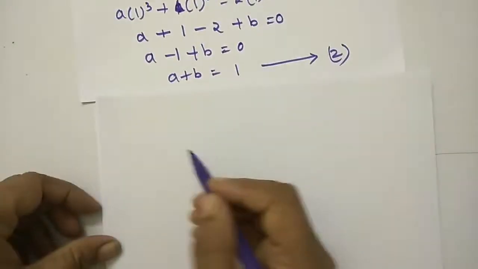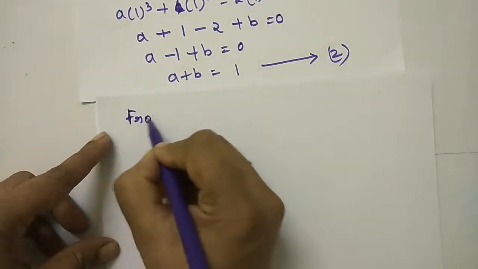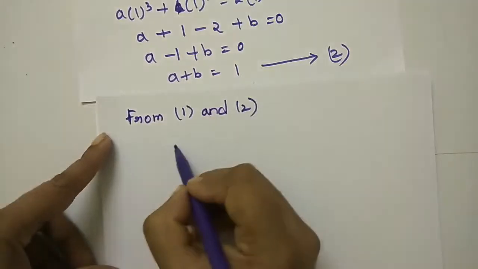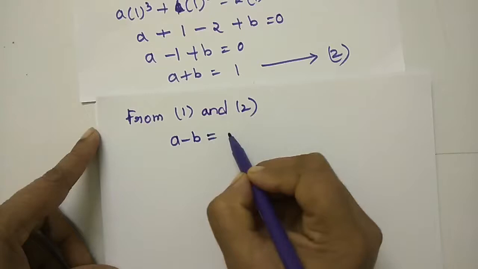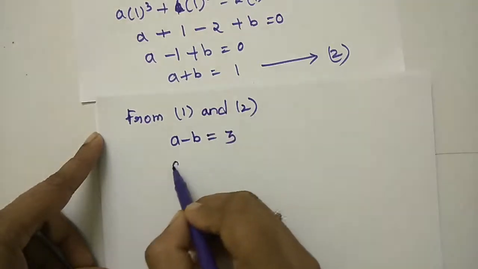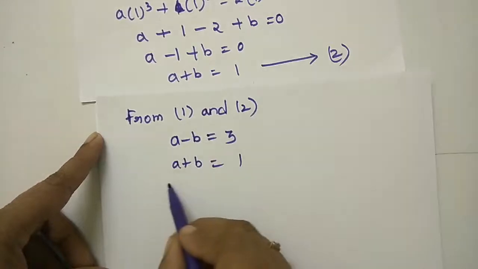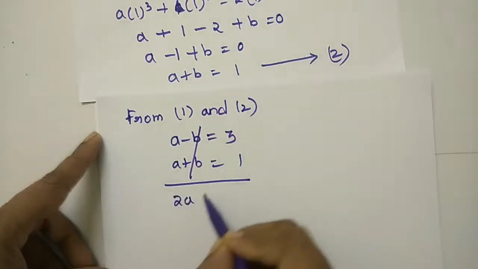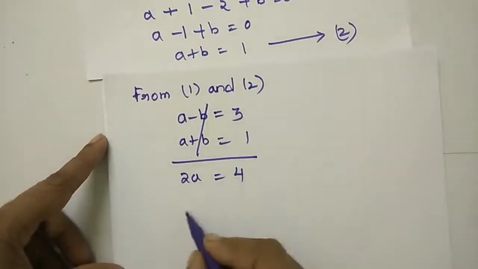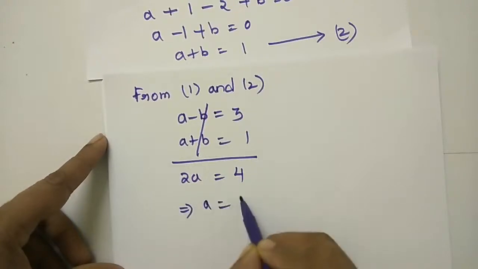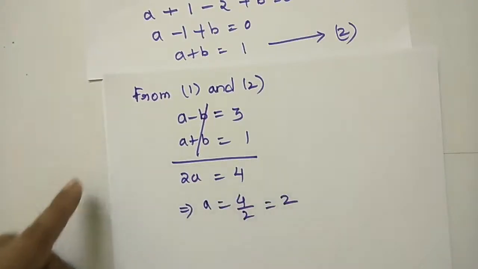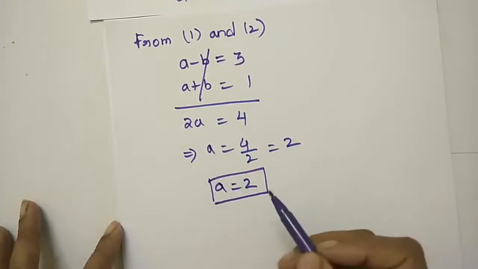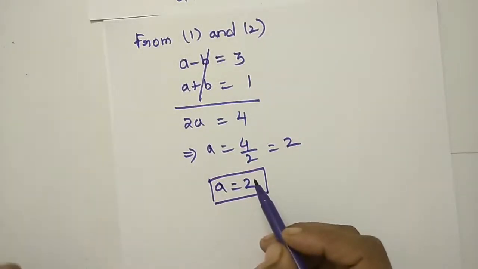So from 1 and 2, a minus b equal to 3, a plus b equal to 1. If you add these two, the b terms get cancelled and you will get 2a equal to 4. So a equal to 4 by 2. This is nothing but 2. So we got the value of a as 2. First one we have done. Next you have to get the value of b.